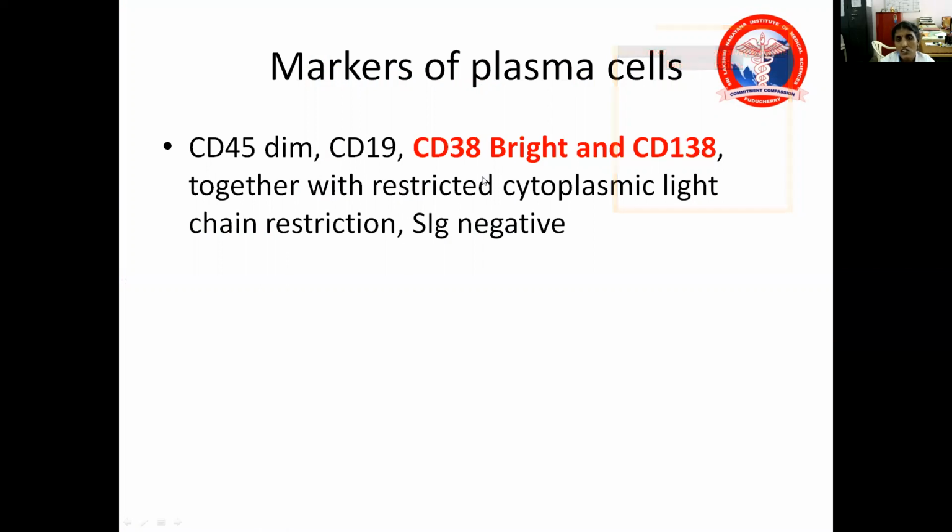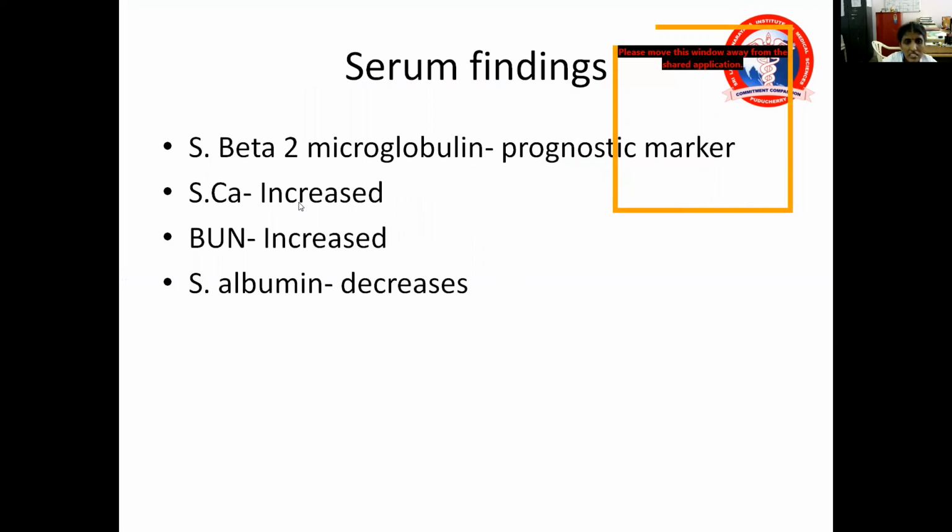There are some additional investigations like immunohistochemistry, where these plasma cells are highlighted by CD38 and CD138, which are the immunohistochemical markers that highlight plasma cells. As I said in the beginning, there are some serum findings like beta-2 microglobulin level, which acts as a prognostic marker to follow up the patient. Of course, you want to follow up the serum calcium level, and similarly the renal function by blood urea nitrogen level.